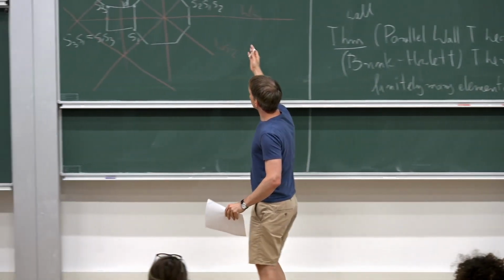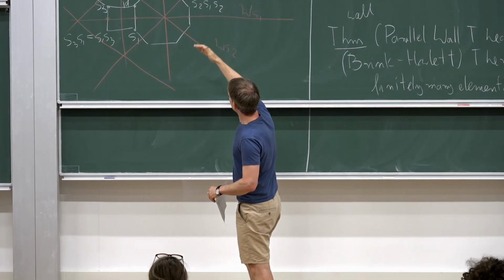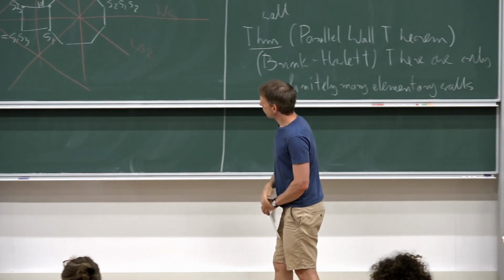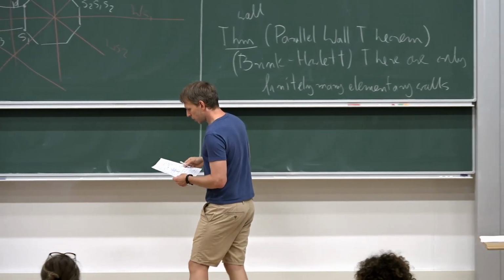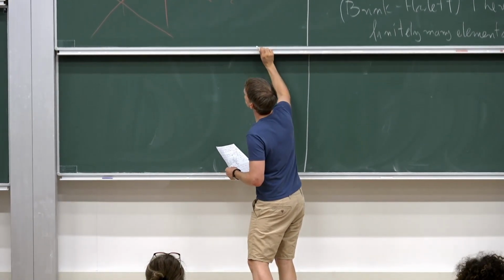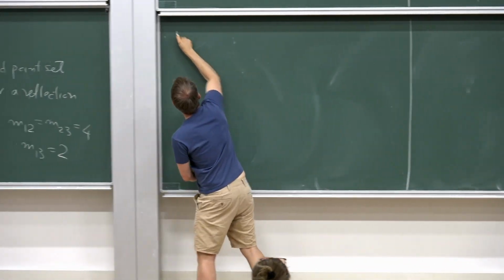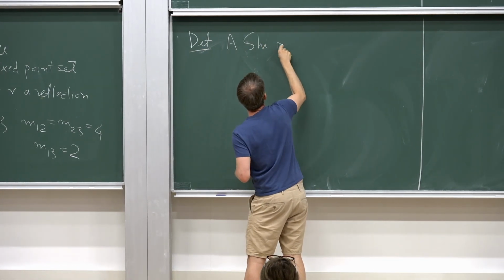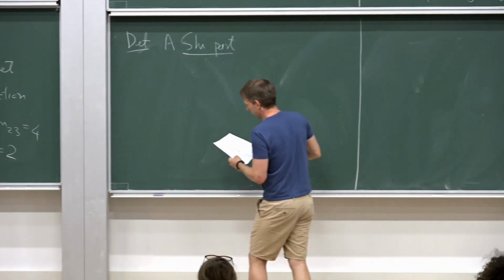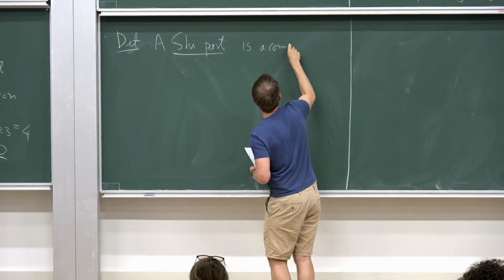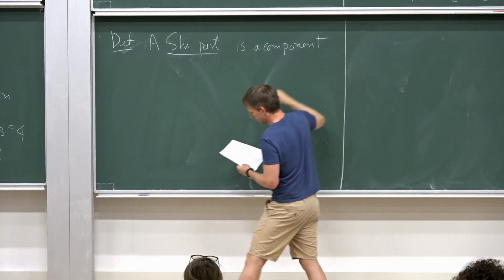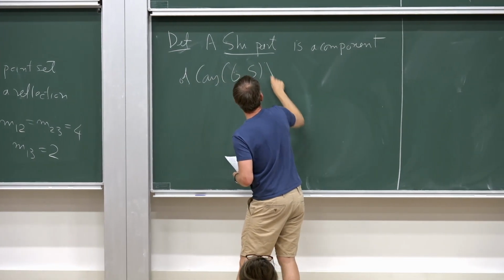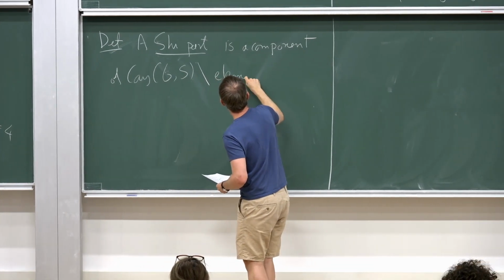So if you have finitely many walls and you cut the Cayley graph, or this Euclidean plane, using these walls, you get only finitely many complementary components, and these components will be called the Shi components. So we define a Shi part to be a component of the Cayley graph of the Coxeter group minus the union of all the elementary walls.